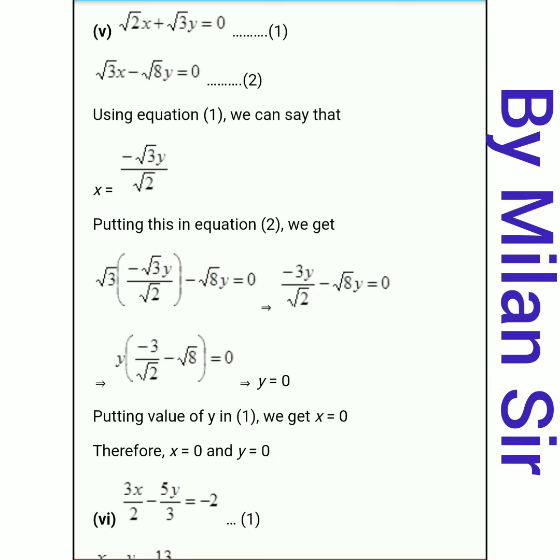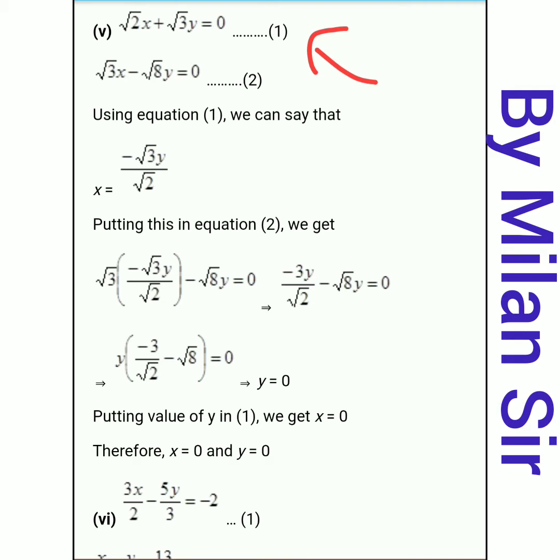Today in this video, I will explain you exercise 3.3, question number 1, internal question number 5 and 6. So question number 5. Our two equations are √2x + √3y = 0, and our second equation is √3x − √8y = 0.